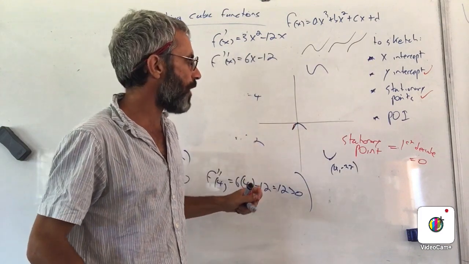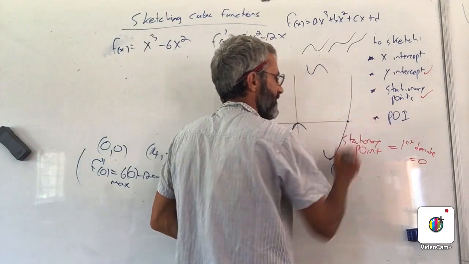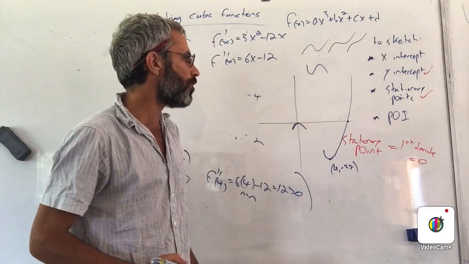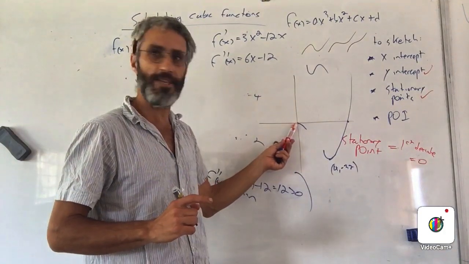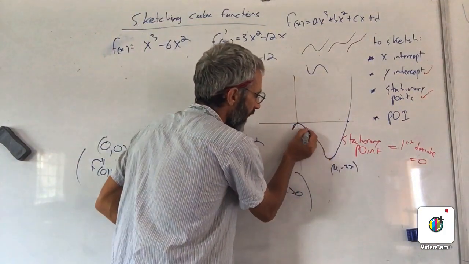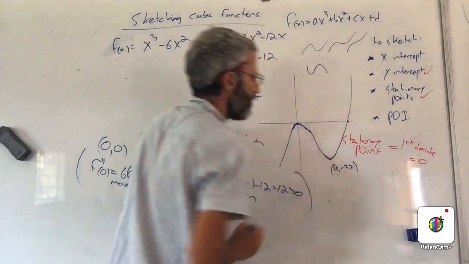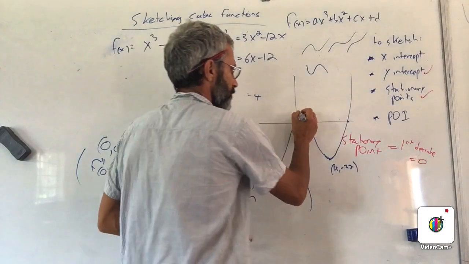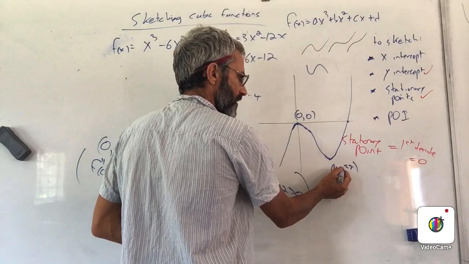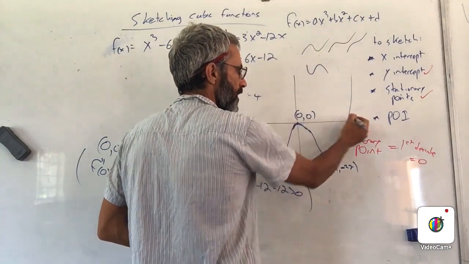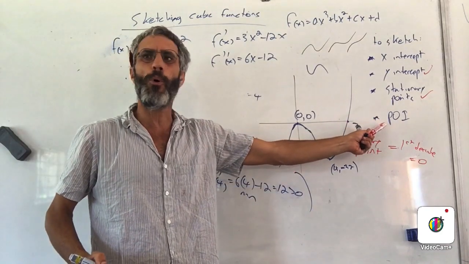So now I know if I extend this, there's going to be an x-intercept here. Will there be another x-intercept? Well, there is one at 0, 0. So the graph is going to look something like this. So I'm going to write down 0, 0. I've got the turning point here, the stationary point. I've got this stationary point. I don't have that one, I will still need to find it. But I still need the point of inflection.